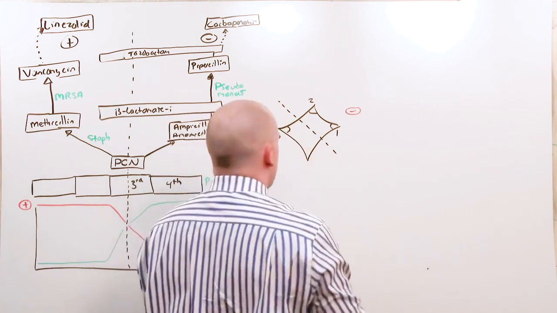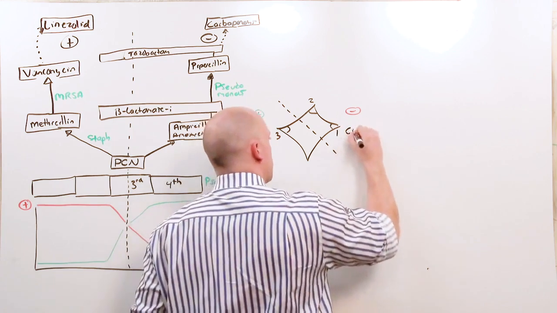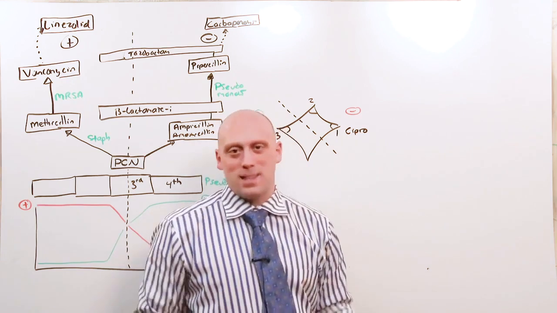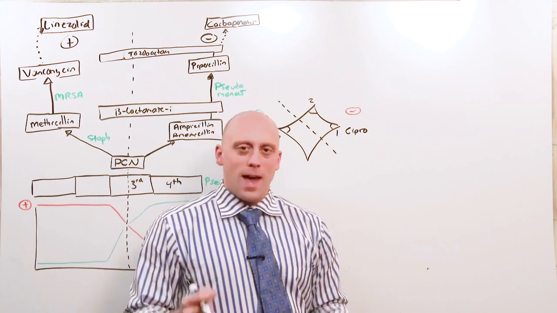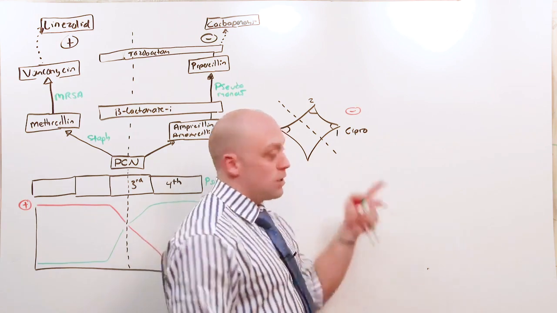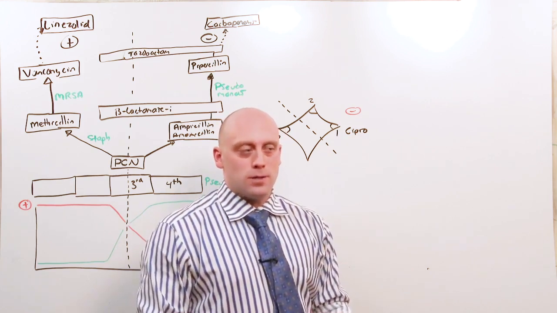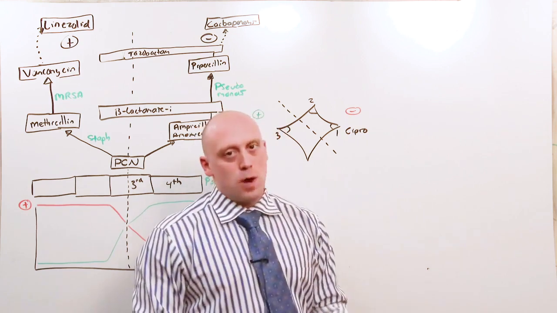The first generation fluoroquinolone is ciprofloxacin. And Cipro has great gram-negative coverage, but it doesn't do anything for gram-positives. And since Cipro is the urinary fluoroquinolone, you might not be surprised to realize that urinary tract infections are primarily gram-negative.